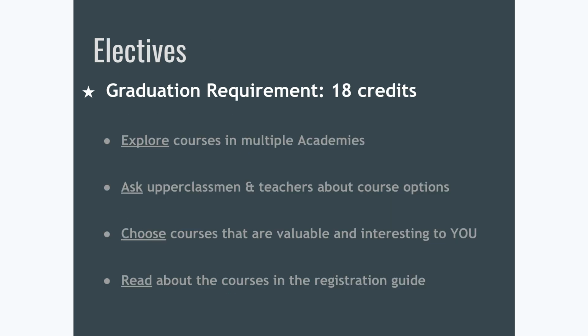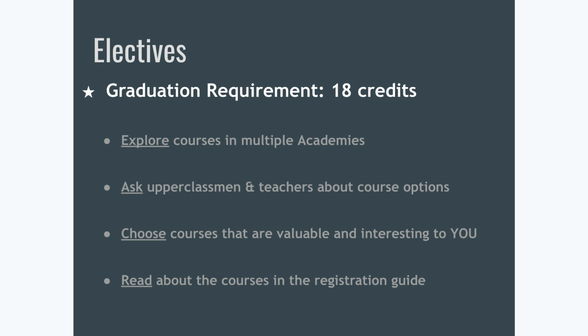And then, of course, the electives, which is the fun part. So students have 18 credits of electives. That gets them to that 56 at the end. And this is your chance to explore. You can take electives in any academy. So even if you are in a specific academy, we want students taking classes from other academies and trying things.